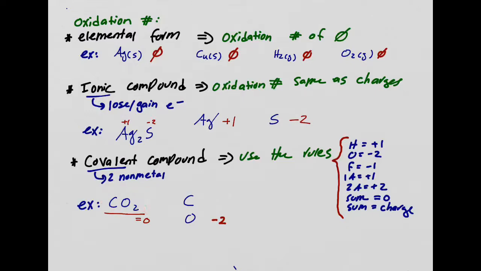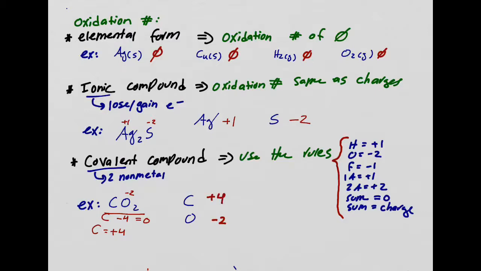But I don't give you a charge. This is a neutral compound. It would be equal to 0. Oxygen is always minus 2. Minus 2 times 2 is minus 4. So I can solve for carbon. Carbon would be plus 4.